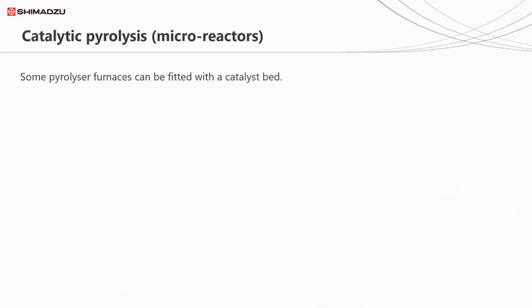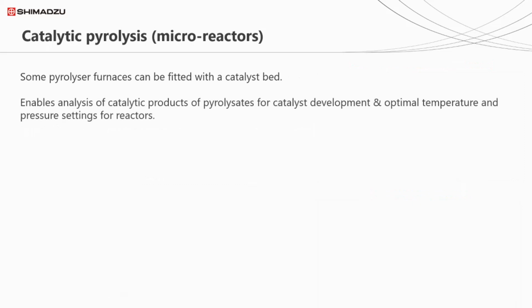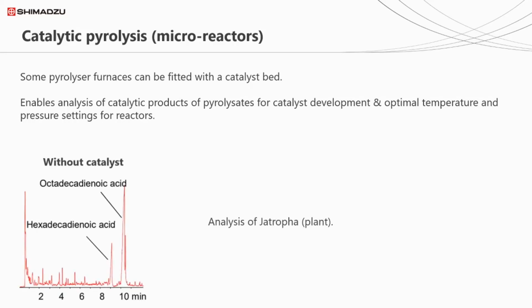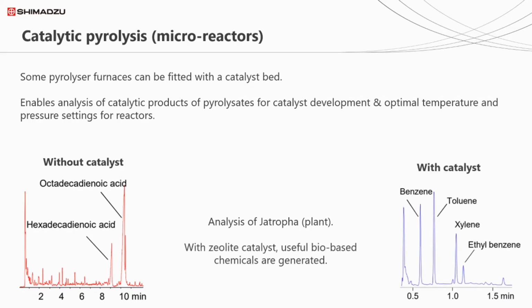Some pyrolyzer furnaces can even be fitted with a catalyst bed. This enables companies to test catalysts on a micro scale to develop novel catalysts for industry and research. The red pyrogram shows the analysis of a seed cake. If we now introduce a zeolite catalyst into the pyrolyzer to react with the pyrolysates from the seed cake, we see very different products. We instead produce products that have a wide range of uses.